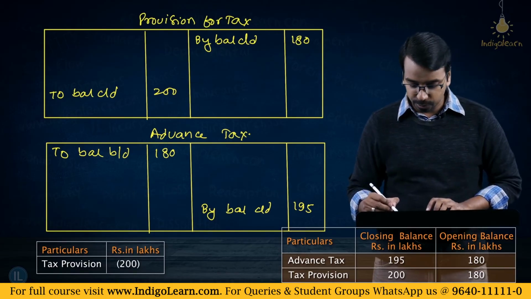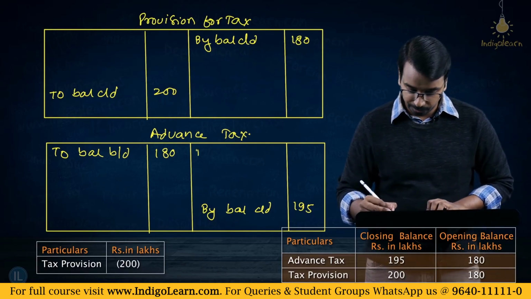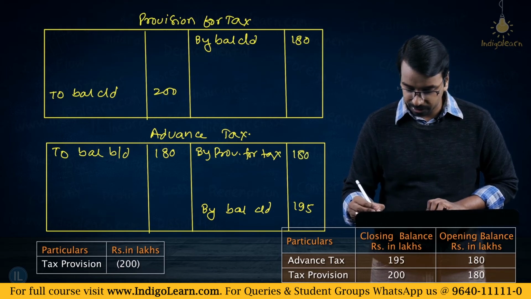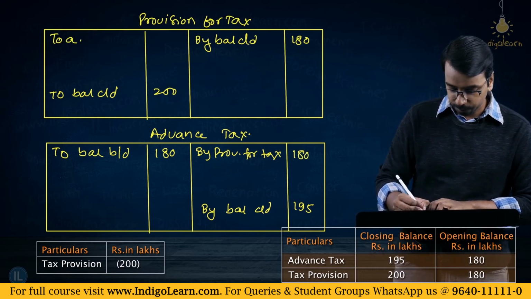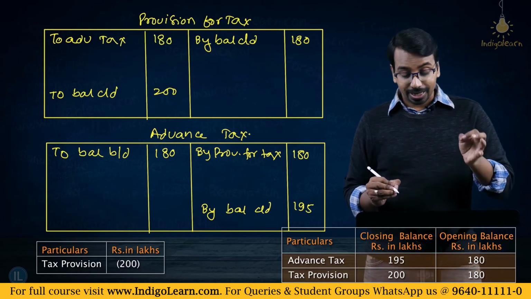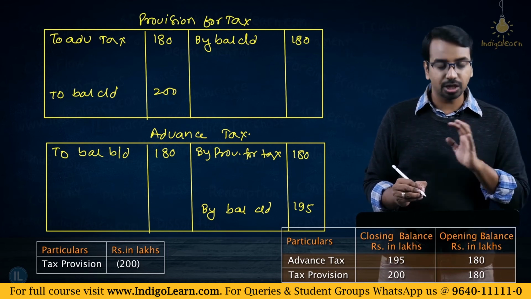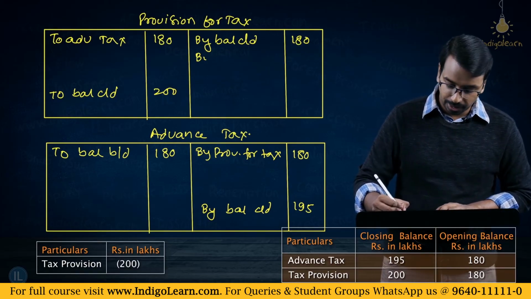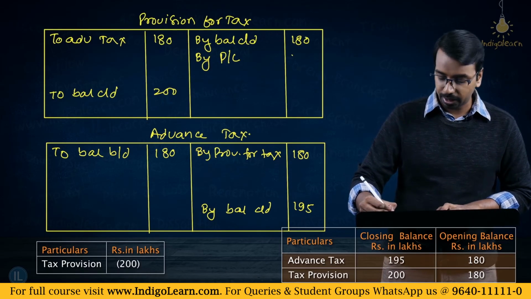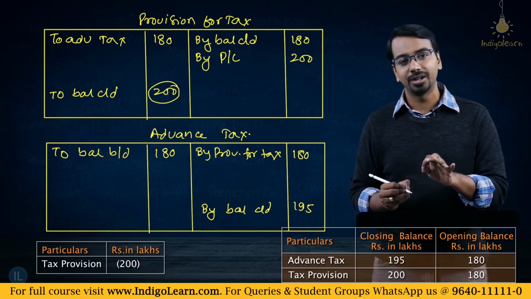So what we will do is, this balance brought down of 180 will be knocked off against the provision. So the entry will be by provision for tax, so this 180 will be transferred. In provision for tax you will have to advance tax 180, right? Then in the current period, what is the provision you have created? If you go to the P&L account, it says provision for tax 200. So by profit and loss account, for the provision that you have created in the current period, the amount is 200. This is the same amount that is being carried down as the closing balance of taxation.